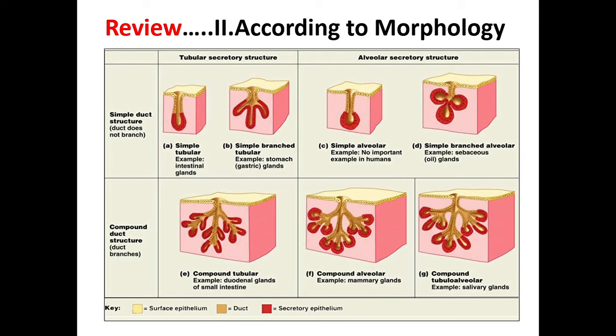We have an example also of the location of the glands in the body. Then we have the alveolar glands: the simple alveolar glands, the simple branched alveolar glands, and the compound alveolar glands, and a combination, the compound tubulo-alveolar glands, a mixture of the tubular glands and alveolar glands.